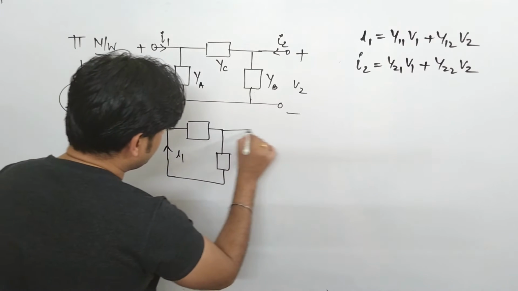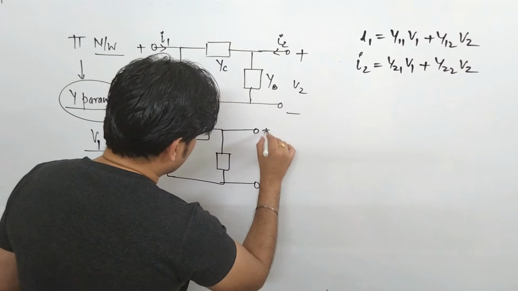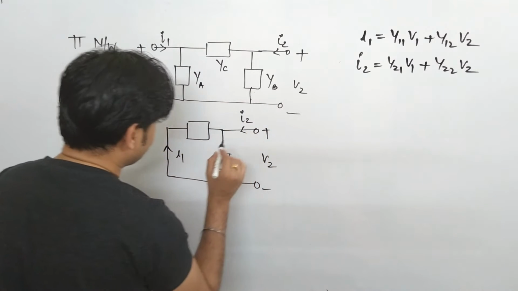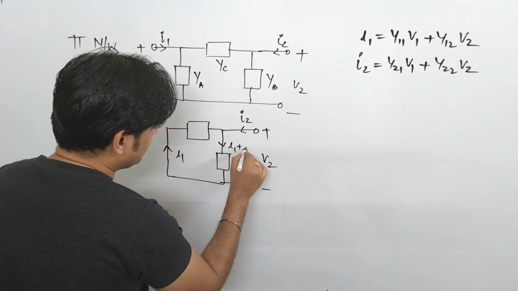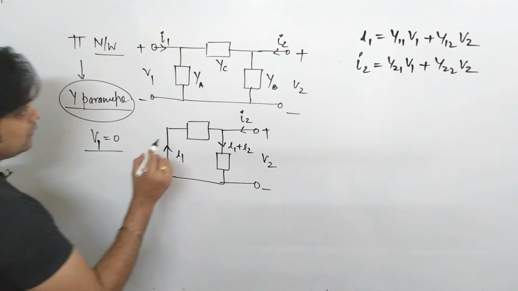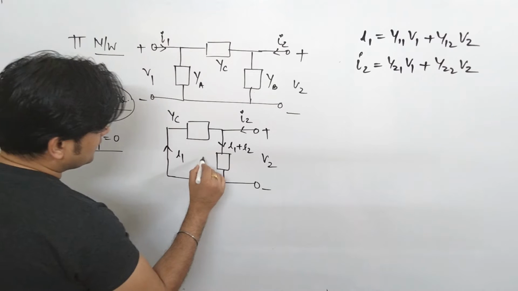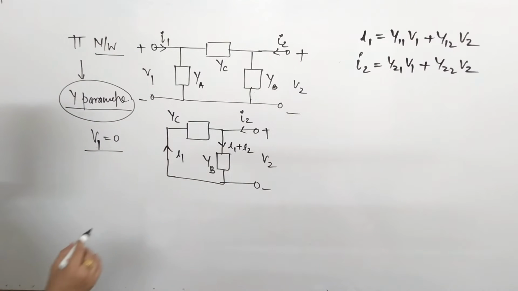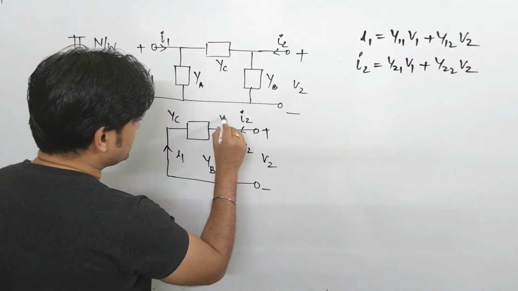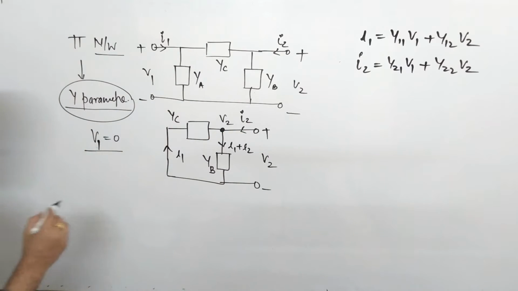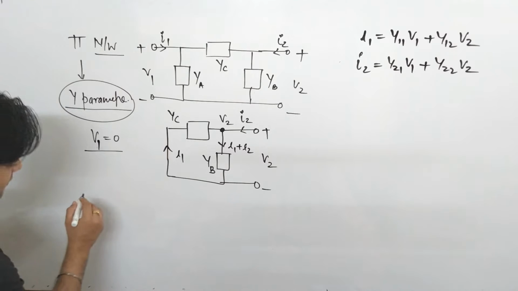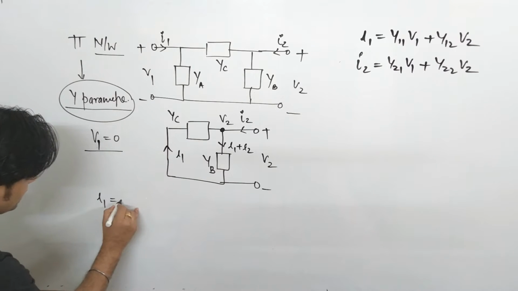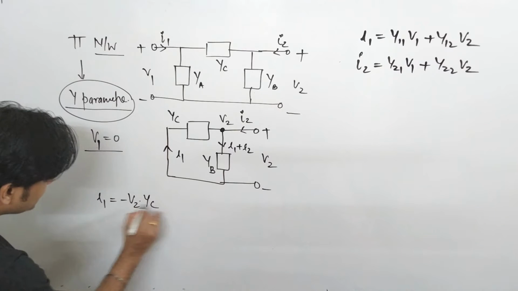Current here is I1, and this is your V2, and this is I2. What is the current here? It is I1 plus I2. Okay, and this is your YC, this is your YB. Now once again we'll see that this V2 is the potential here, and as per our previous concept, you can say that the value of I1 is equal to minus V2 into YC.